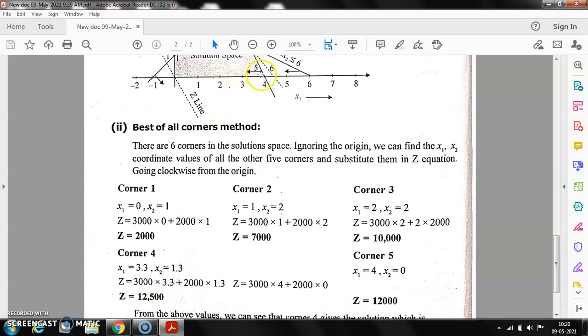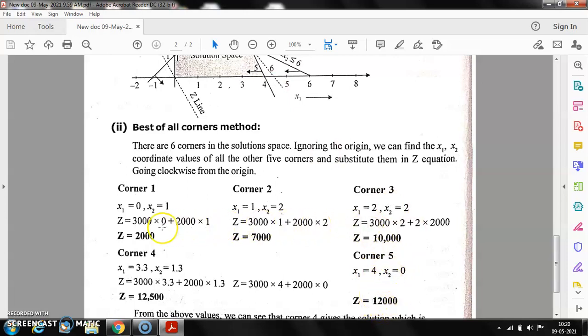And finally the fifth corner. Here x1 is exactly at 4 and, as it is located on the x1 axis, x2 is 0. So here x1 is 4, x2 is 0. And from this you have got a z value of 12,000.